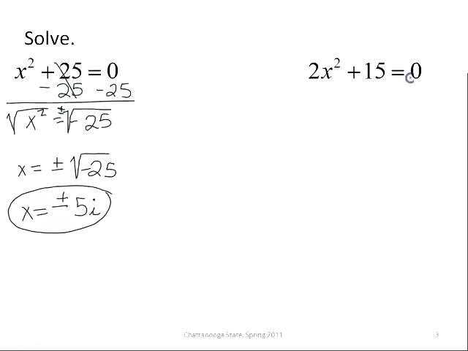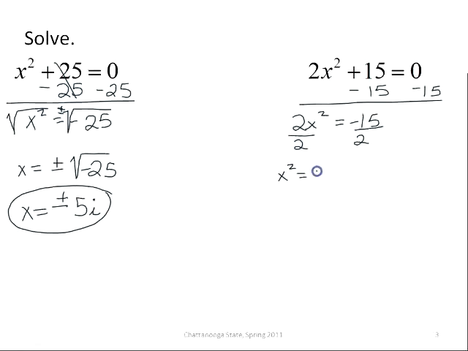In this equation, we still want to go through the same steps. We want to get the x squared by itself and then take our square roots. So I'm going to subtract 15 from both sides. So that'll give me 2x squared equals negative 15. So I need to divide by 2. So x squared will equal a negative 15 over 2.